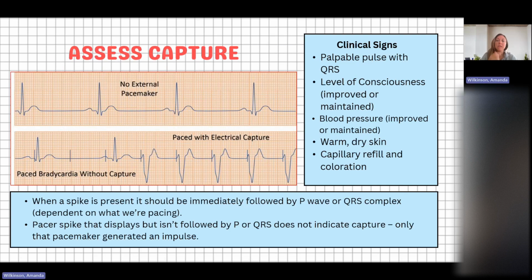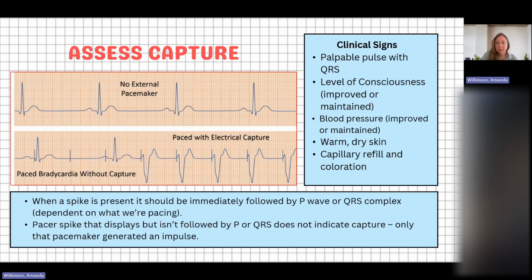So when a pacer spike appears on an ECG, it should be immediately followed by either a P wave or a QRS complex, depending on whether the pacemaker is set to pace the atria or the ventricles. The key point is a spike alone doesn't mean capture. It just tells us the pacemaker fired. If there's no P or QRS after the spike, then the heart didn't respond. And that means there's no electrical capture.